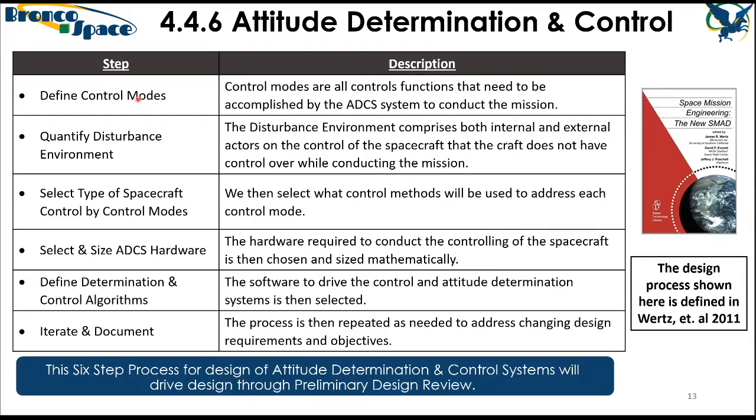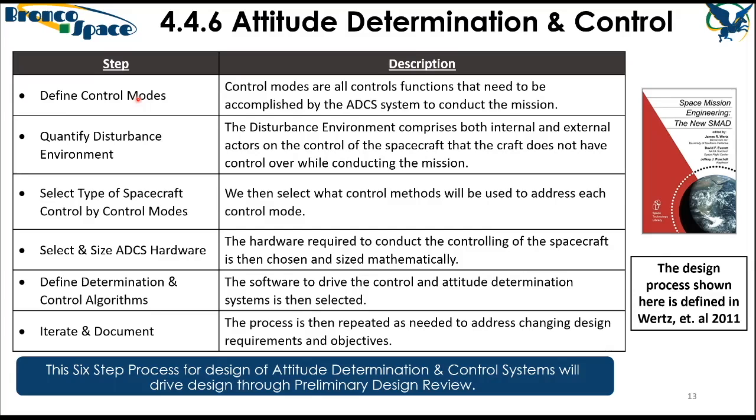Or you might have a mode where you have a patch antenna, which is a directional antenna, and that needs to be pointed at the Earth in order to actually send down all your data. So these are your control modes. You need to define them first, because understanding what the control system needs to do is how you get down to selecting what is appropriate to be on your control system.